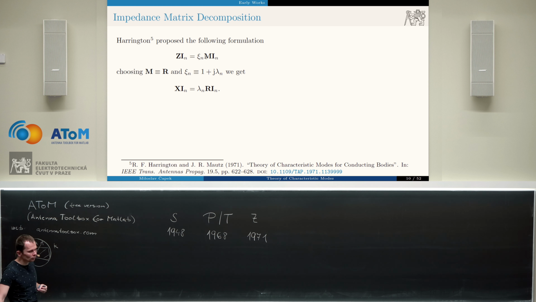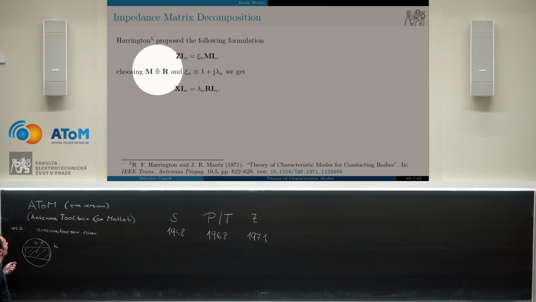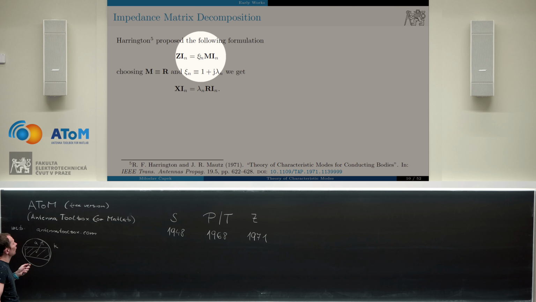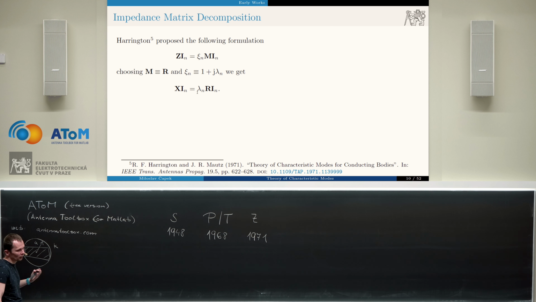And in our case, from the beginning, we would like to have orthogonal far fields. That means that immediately we will substitute R as the weighting operator, which secures that the radiation patterns are orthogonal to each other. And also, on top of that, if we prescribe that these eigenvalues should be equal to 1 plus j lambda, we can simplify this decomposition. So we arrive at this equation, which is the well-known formula for decomposition into characteristic modes, where X is the reactance part of the impedance matrix and R is associated with radiation.